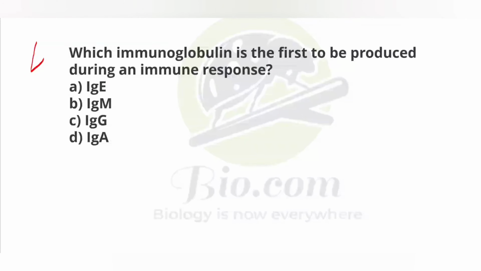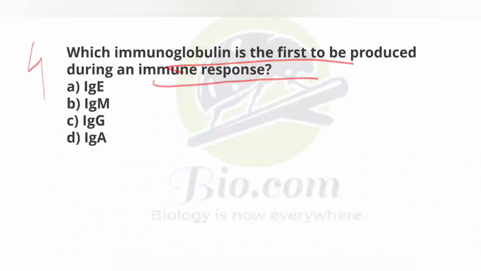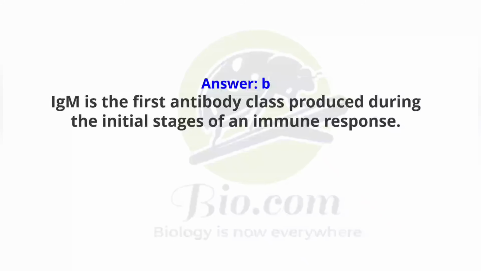Now the fourth question, which says, which immunoglobulin is the first to be produced during an immune response? Is it IgE, IgM, IgG or IgA? Basically, IgM is the first immunoglobulin produced during an immune response. So the correct option will be option B, that is IgM. IgM is the first antibody class produced during the initial stages of an immune response. You have to memorize it and you should include this in your notes.